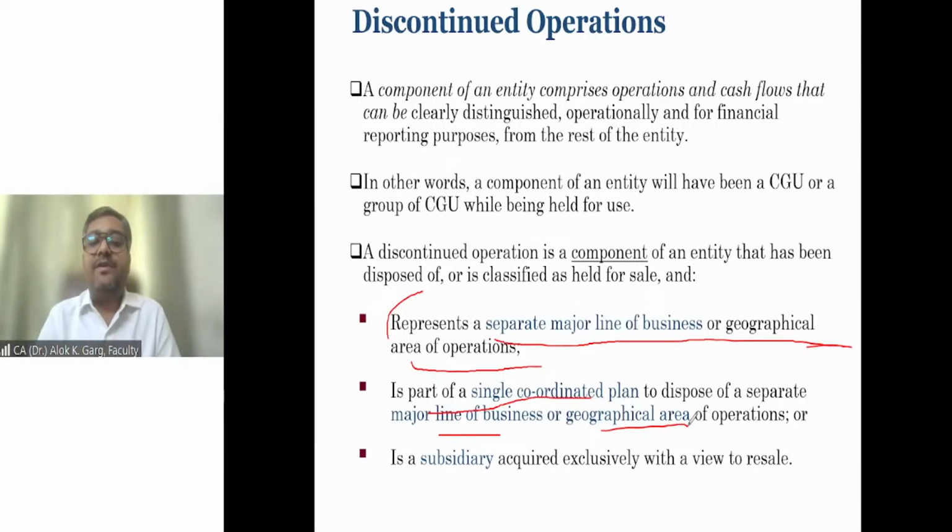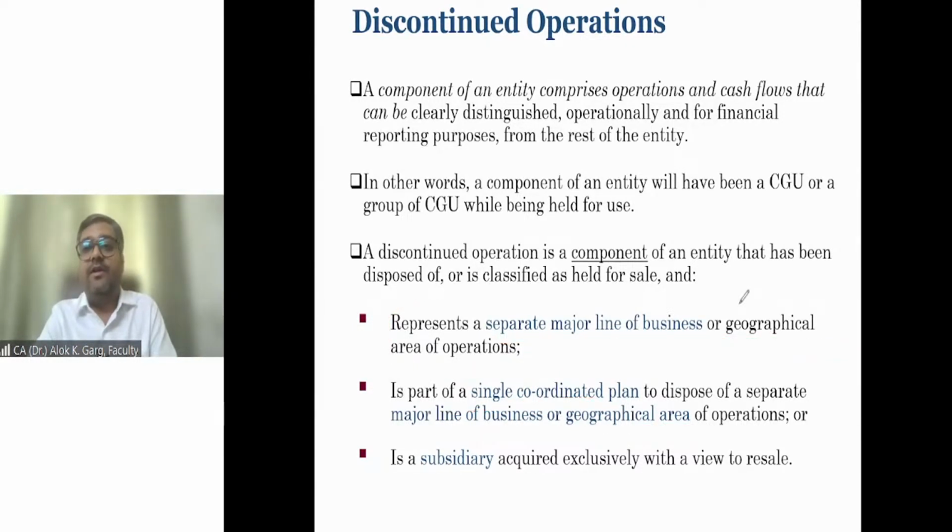Or it is a subsidiary acquired exclusively with a view to resale. The company has acquired a subsidiary, but the objective of acquiring the subsidiary is to sell that subsidiary. So this is the meaning of discontinued operations, right? Now we'll discuss these two examples here.